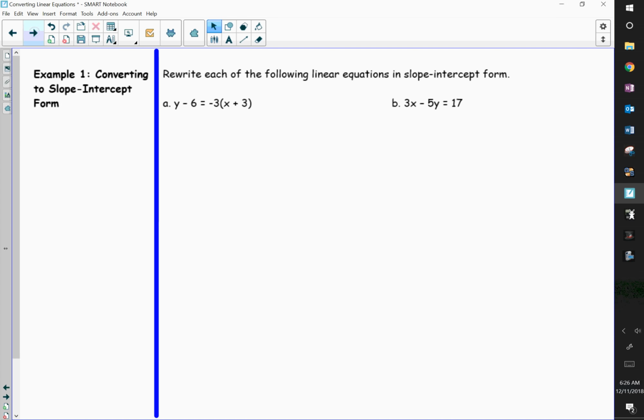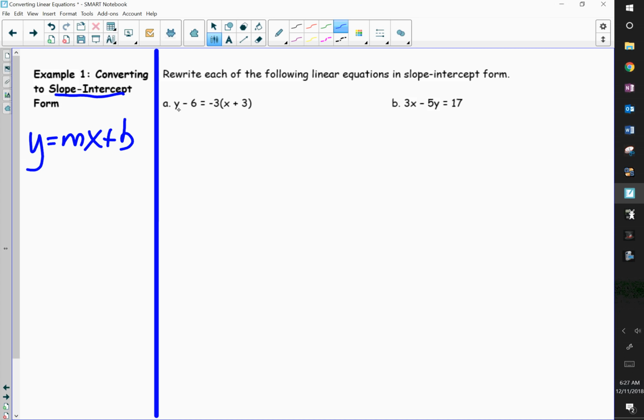So I'm going to give you 2 examples. The first one, we're just going to look at how to convert to the slope-intercept form. That means we're going to make the equations look like this. Each of these 2 examples I give you has 2 parts. So just make sure you write down example 1, a and b, and example 2, a and b.